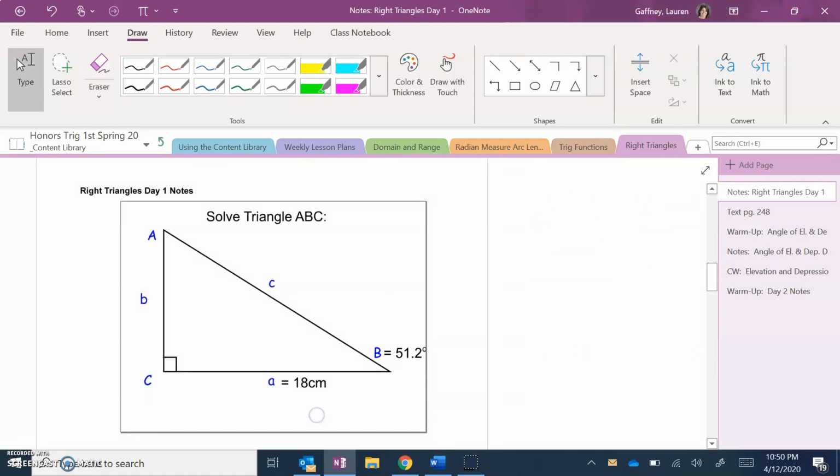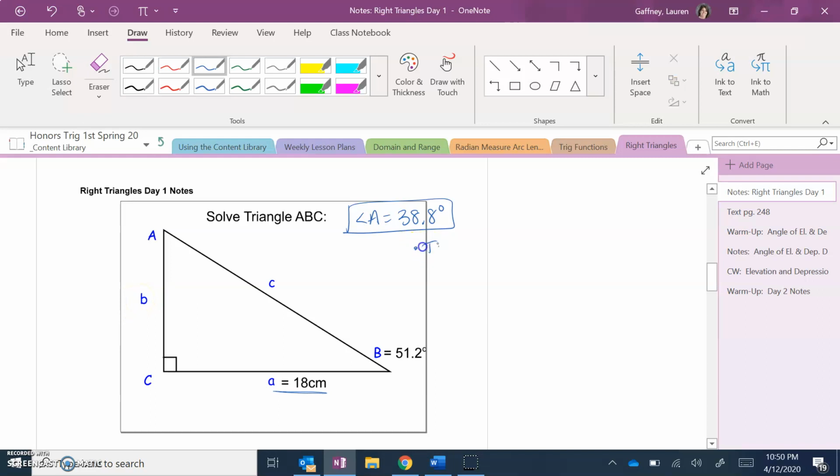It says solve triangle ABC. First of all, this indicates we have a 90-degree angle. This tells us that angle B is 51.2 degrees. We all know there's 180 degrees in a triangle, so let's subtract out 90 and 51.2, and we can find that angle A is 38.8 degrees. At this point we have all of the angles. Now we have one side, so we need to find the two missing sides. It does not matter which one you go for first, it will just dictate which trig function you're going to use. I found side C first. You could totally go for side B, but you'd have to use a different trig function.